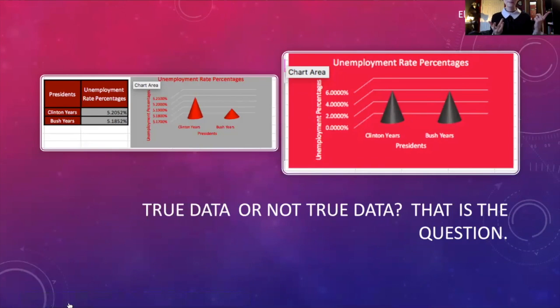Okay, so data or not true data? That is the question. Misleading data is always beneficial to somebody, whether you're trying to push an agenda or prove somebody wrong, or one of those two, the misleading data comes into play. The rate of unemployment is what we're going to use for this example versus during the presidential year. If you notice on the left-hand side, it shows that Clinton had vastly more unemployment than Bush's years in office. However, this is where misleading data comes into play.